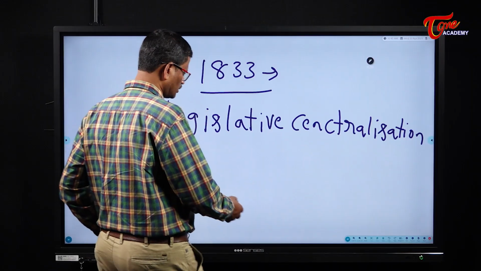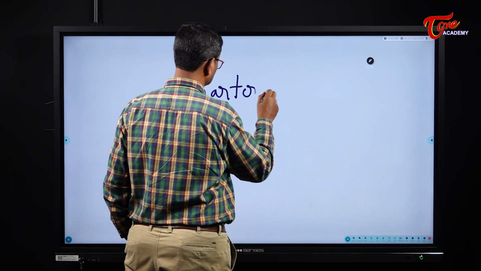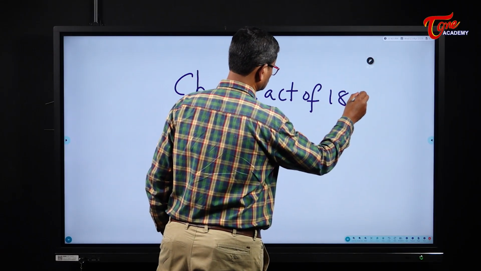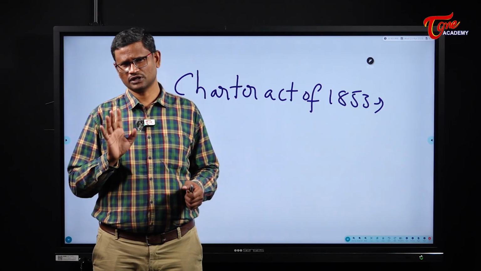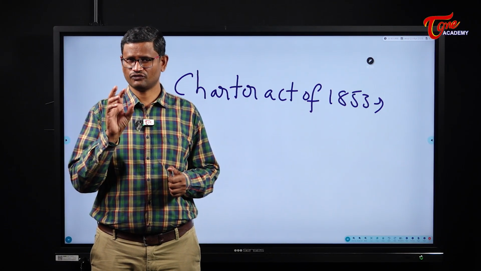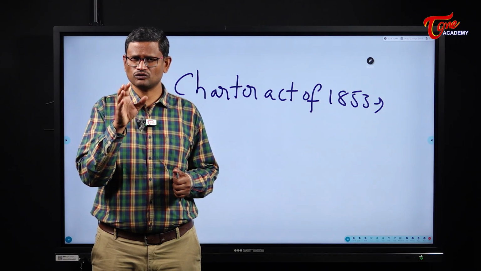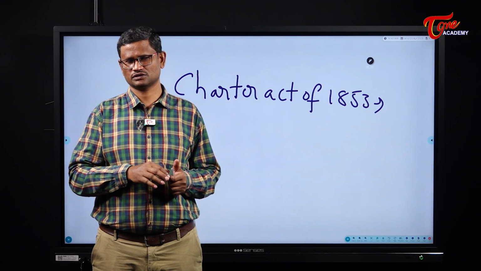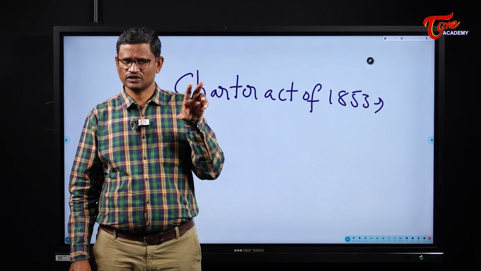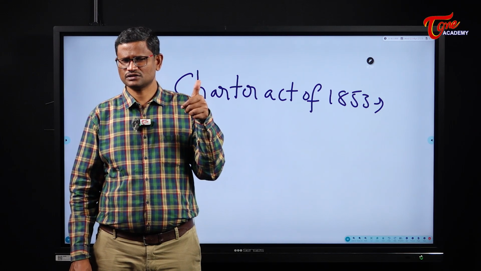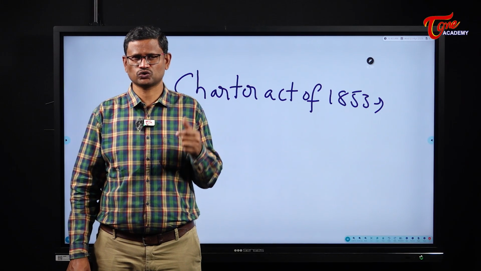Then the next one, Charter Act of 1853. See, the Charter Act of 1853 is important for one important reason, that is, for the first time, the legislative functions of the Executive Council were separated from the executive functions. As I said, from 1773 till 1853, law-making functions as well as executive functions were performed by the same body, that is Executive Council.